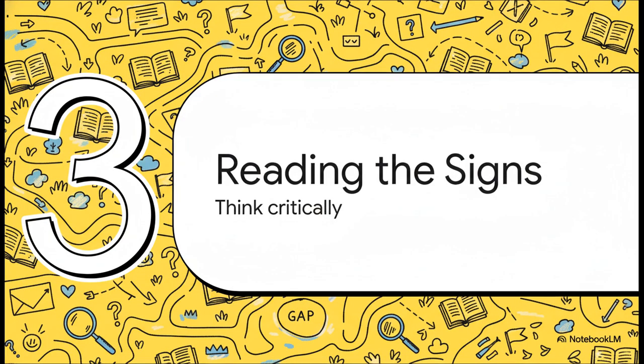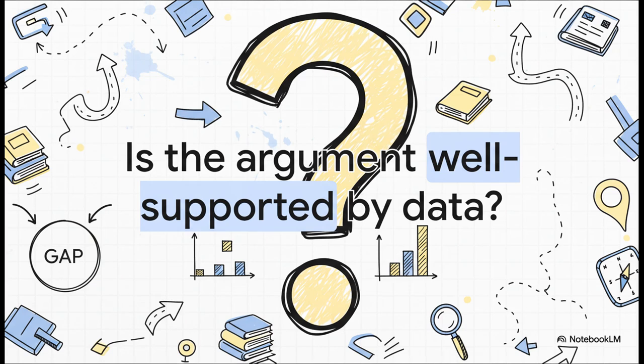Now comes the most important skill of all: reading the signs. This is the big shift, right? This is where we stop being just collectors of information and start becoming true critical analysts. So as you're reading each paper, put on your detective hat. The first question you've got to ask yourself is this: is their main argument actually supported by their data? Don't just accept what they say. You have to really dig in and interrogate the evidence.